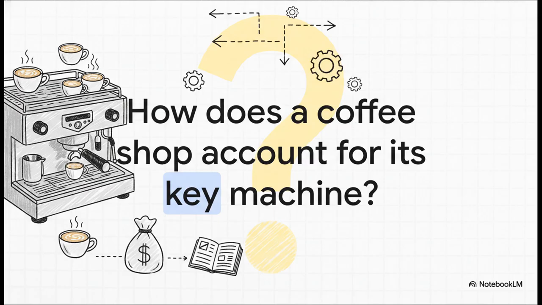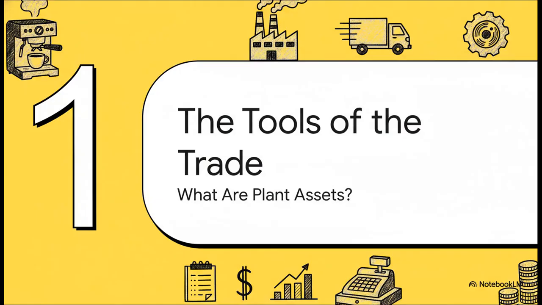So the question is, how do they record this thing when they first buy it? How do they account for its value as it pumps out thousands of lattes over the next few years? And eventually, what happens when it's time to sell it or get a new one? We're going to follow the entire life cycle of this one machine, from day one all the way to the end.